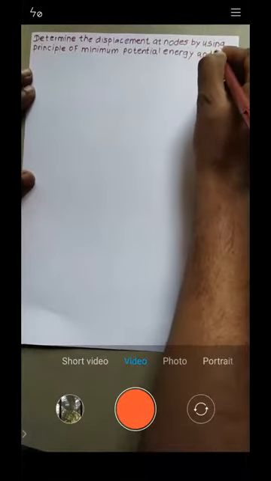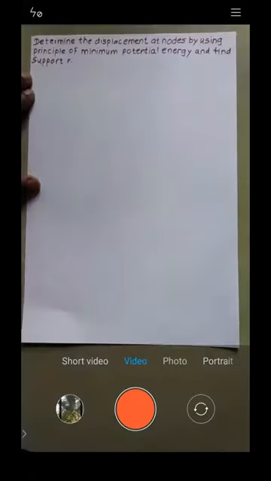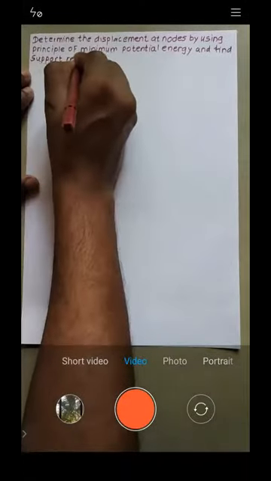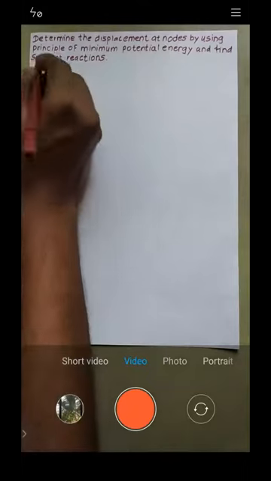find support reactions. Okay, so let's see this problem.